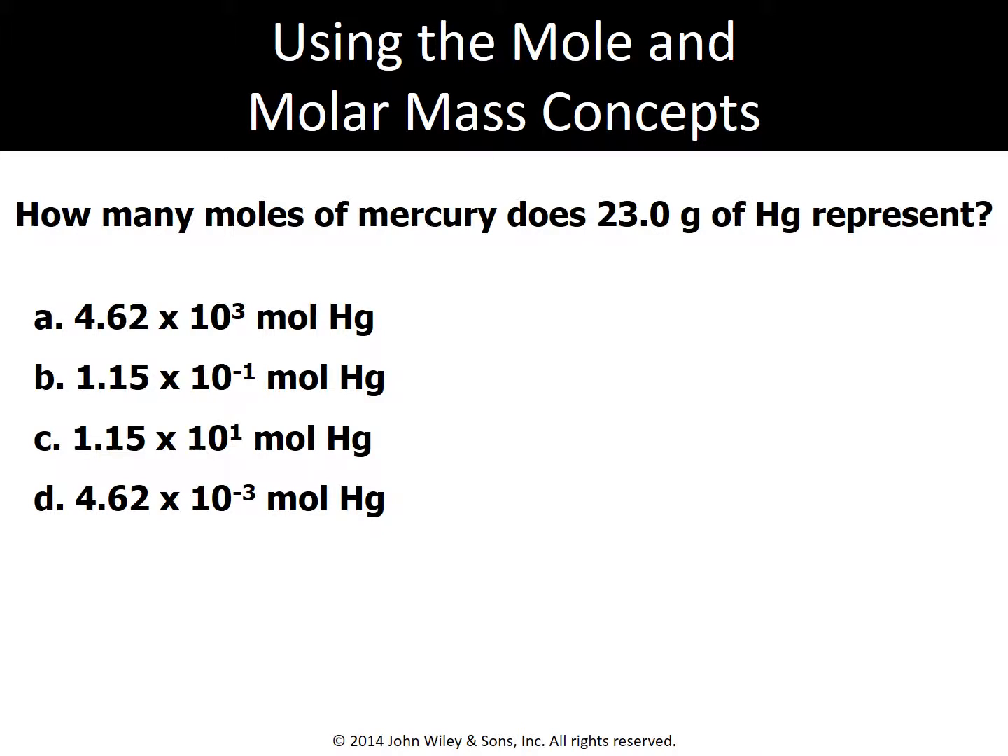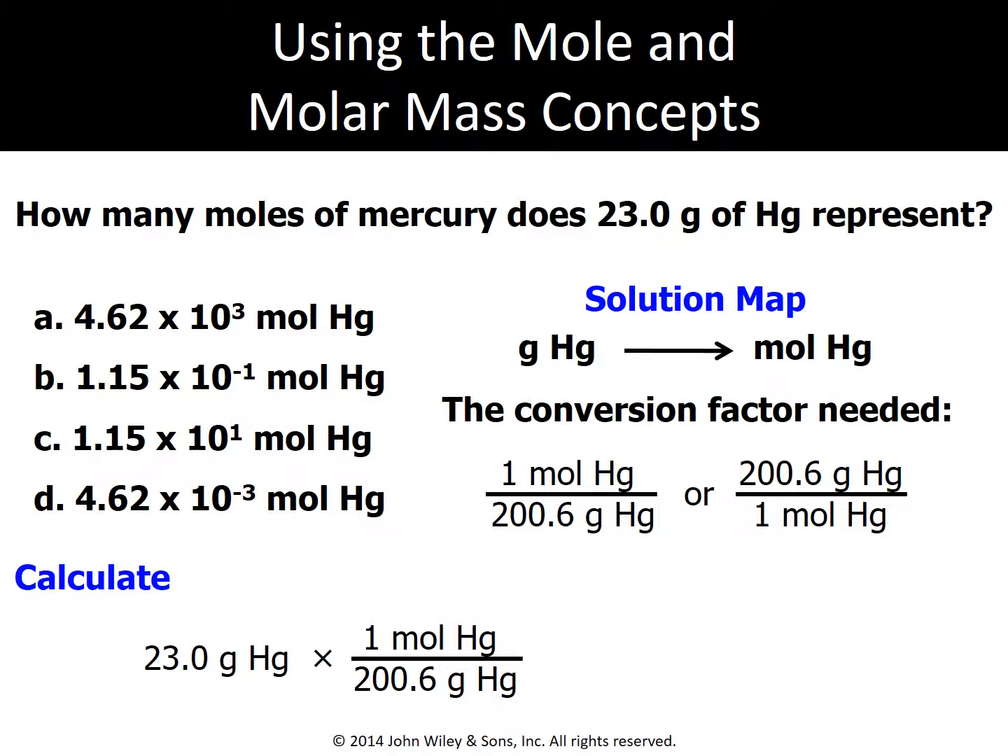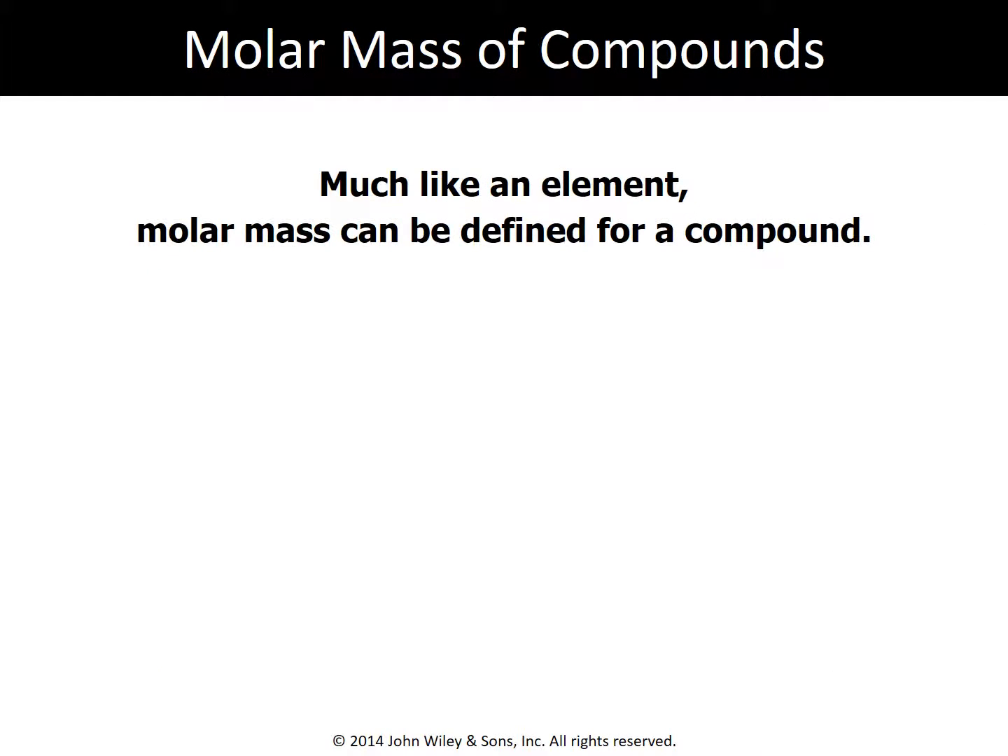Okay, so how many moles of mercury does 23 grams of mercury represent? We're going to have our same 2 conversion factors from the periodic table, starting with 23 grams, multiplying it again by the conversion factor with grams on the bottom, gives us 1.15 times 10 to the minus 1 moles. This answer is B. So much like elements, we can also do this for compounds.